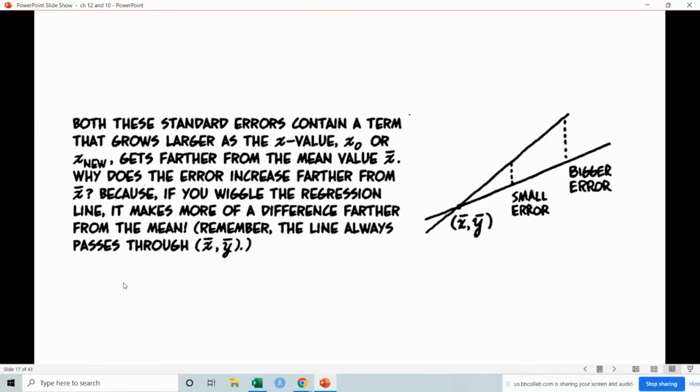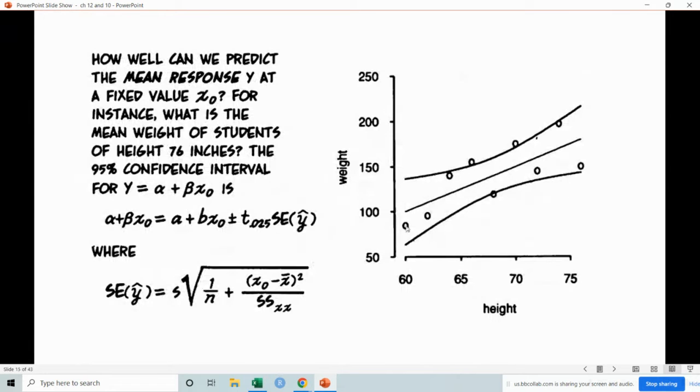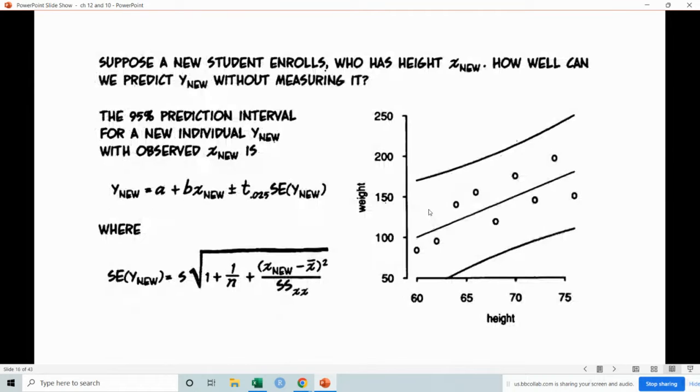Both these standard errors contain a term that grows larger as the x value, x0 or x new, gets farther from the mean. That's what I was saying with these Bollinger Bands. The further we get away, the more error is being introduced, because we're basing it around the standard error of a particular mean that we're taking. So that's why this shape is the way it is.